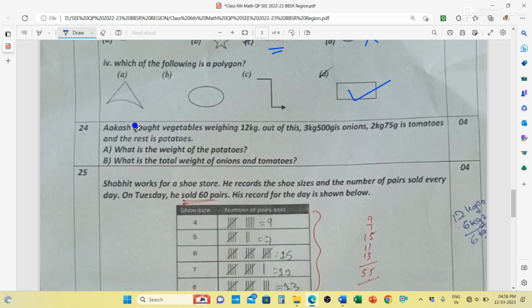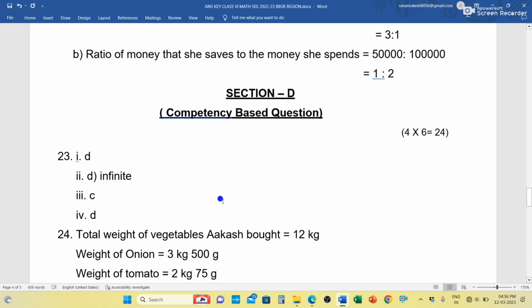Akash bought vegetables weighing 12 kg. Out of this, 3 kg 500 gram is onions, 2 kg 75 gram is tomato, and the rest is potato. What is the weight of potatoes? What is the total weight of onions and tomatoes? So you can solve like this.